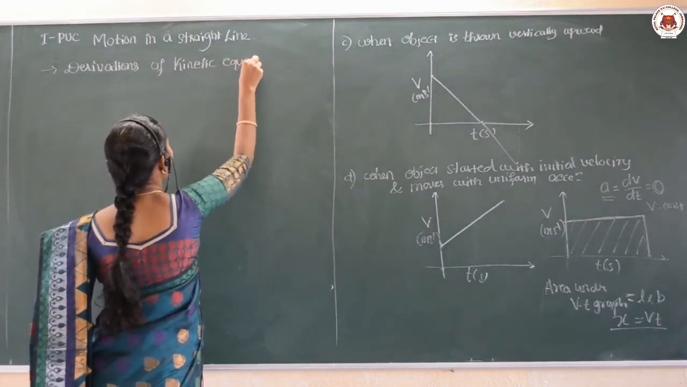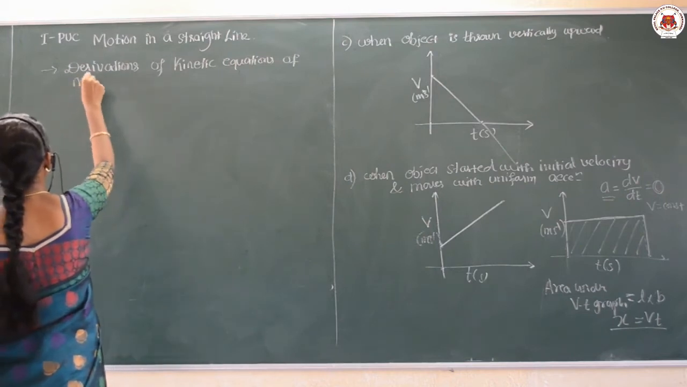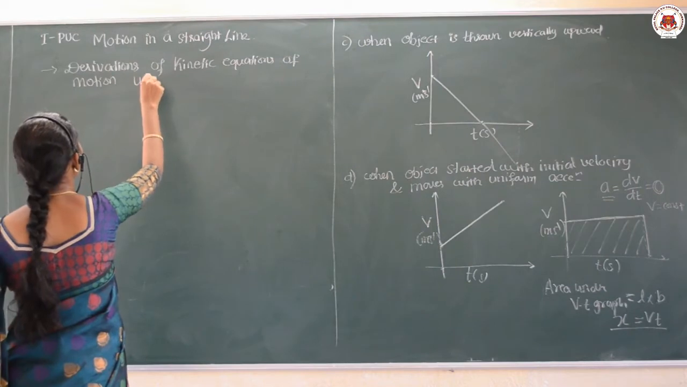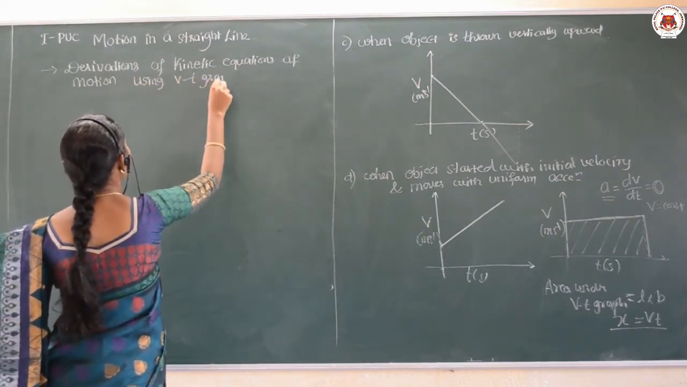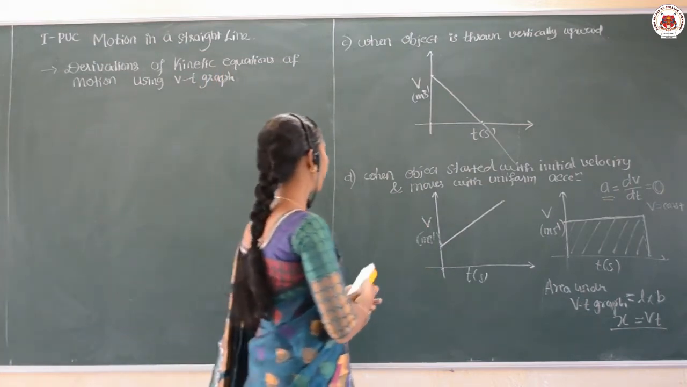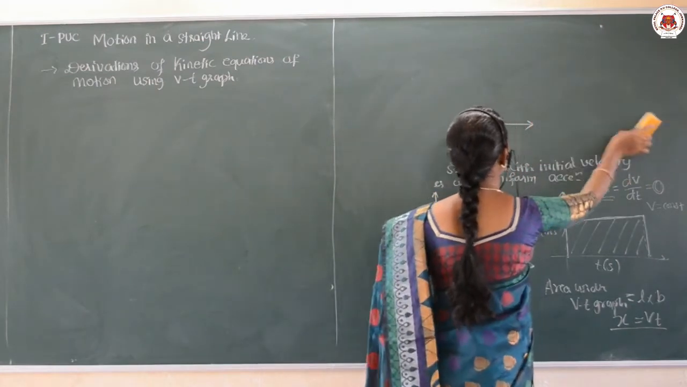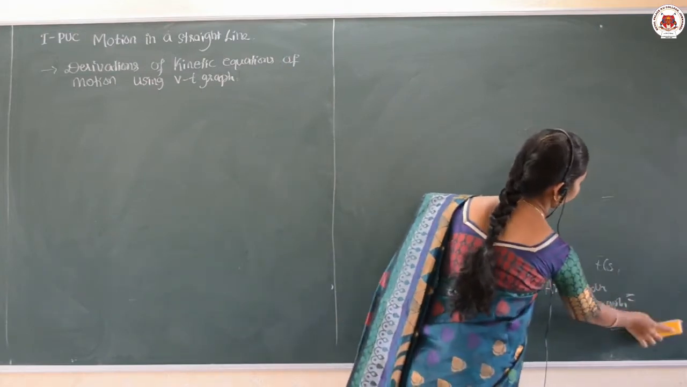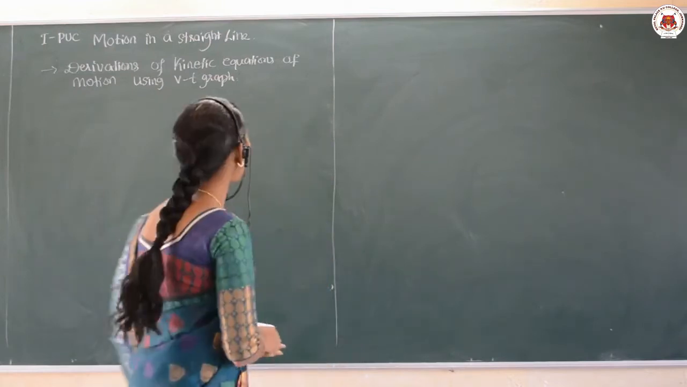Kinetic equations of motion using the VT graph. Compulsory, you have to use the VT graph only, right? And here mainly there are 3 kinetic equations. Okay, 3 kinetic equations. What are those?